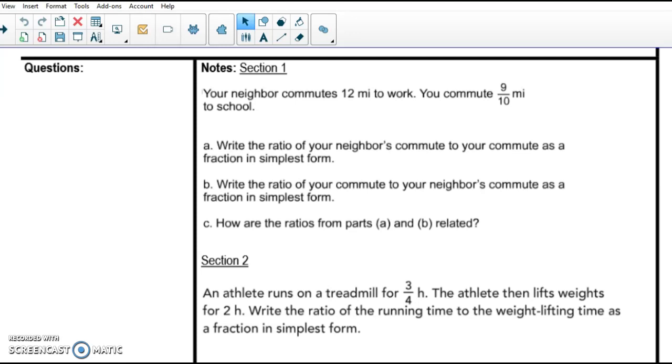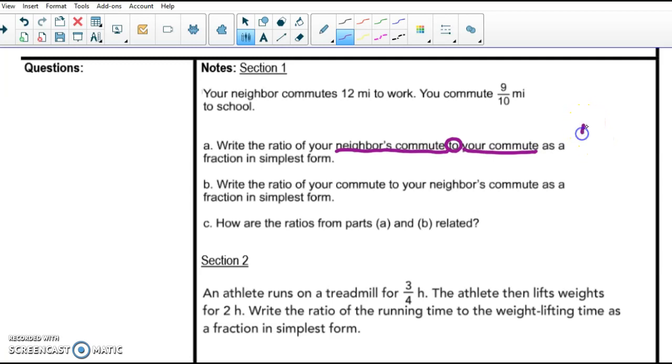So let's suppose that your neighbor commutes 12 miles to work and you commute 9/10 of a mile to school. If we want to write the ratio of your neighbor's commute to your commute as a fraction in simplest terms, then we need to know how to deal with the fractions here. We're going to compare our neighbor's commute to your commute. That tells us the order. So we're going to do our neighbor's commute of 12 miles to our commute of 9/10 of a mile. I'm going to make this fraction bar bigger because that's separating the two terms of my ratio.